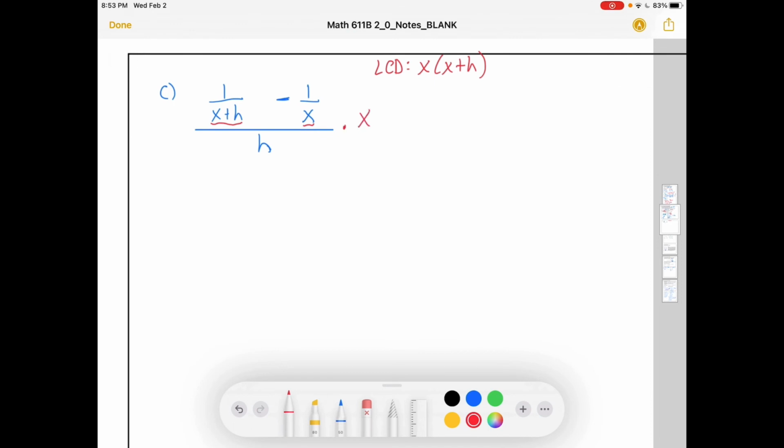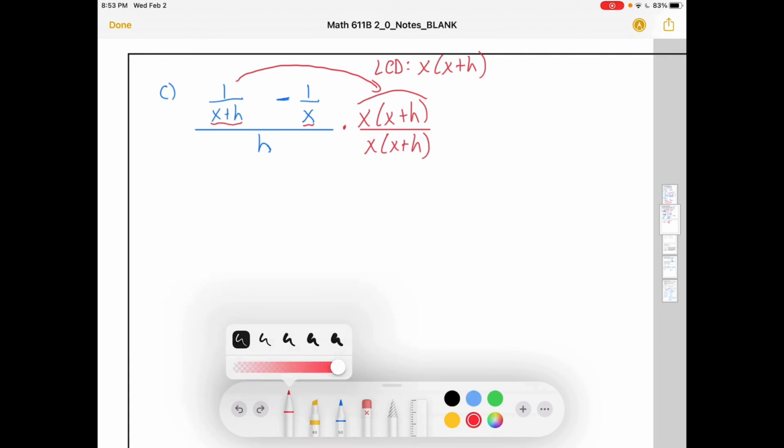So what I'm going to do is I'm going to times the top and bottom of this big fraction by x times x plus h. And then I start to multiply through. This first term times the whole thing, well, these will divide out. And again, I'm reluctant to actually show that in my final step because I'm worried that I'll forget that I have to multiply by both in everything. But the x plus h's will divide out, and I'll be left with 1 times x.